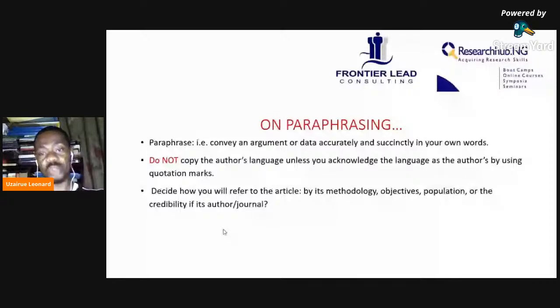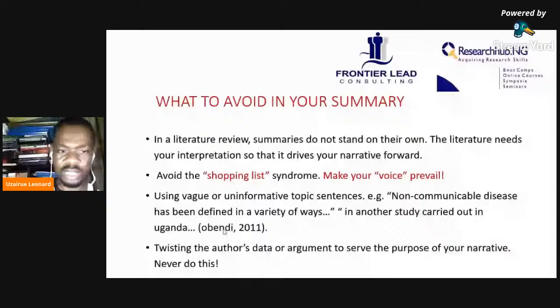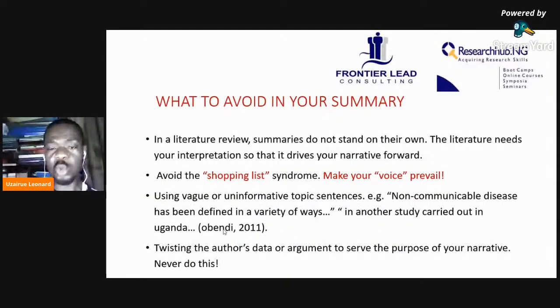Now, what to avoid in your summary, as we said before, in a literature review in general, is doing their own interpretation for them. So that is very, very important. That is where you should make your voice prevail, make your voice known. In making your voice known, you are actually interpreting the findings, interpreting the ideas of that particular narrative. The literature needs your own interpretation so that it can drive your own narrative forward. So that is very, very important.